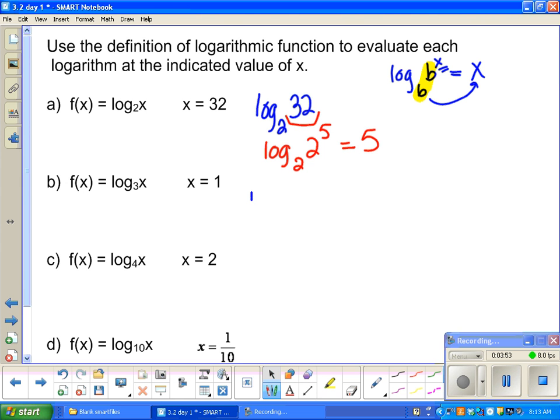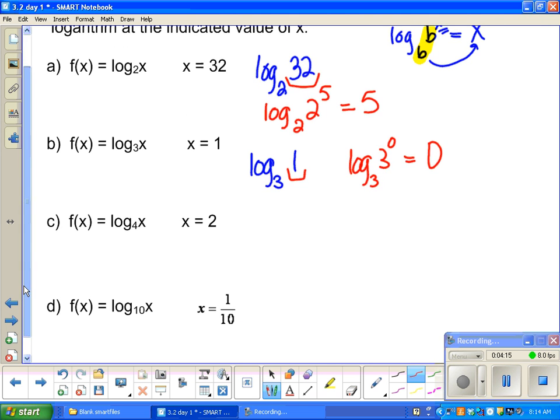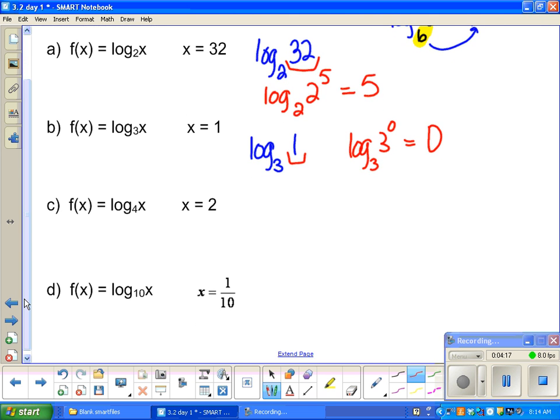This one, log base 3 of 1. How am I going to change 1 to a base 3? Well, 3 to what power equals 1? 0. So my solution is 0. Now these last two are a little bit more complicated.